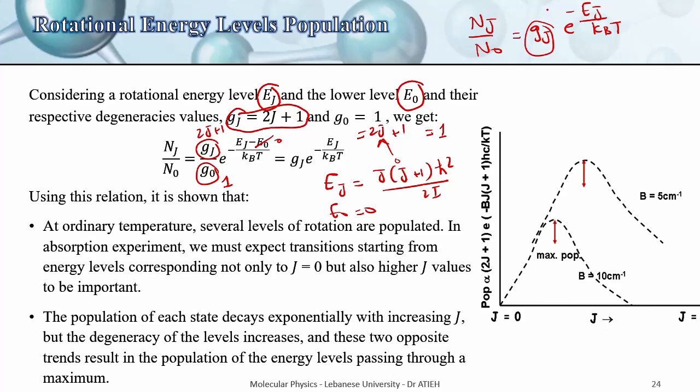So we have no problem with the Gj. Gj is increasing anyway. As J goes up, Gj will increase. Our problem lies with the exponential part, because as J goes higher, the energy will increase, but we have a minus sign in front of the energy, so exponential minus positive value will decrease, which affects the total ratio Nj over N0, which will decrease.